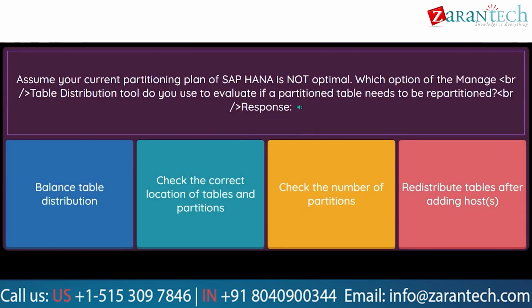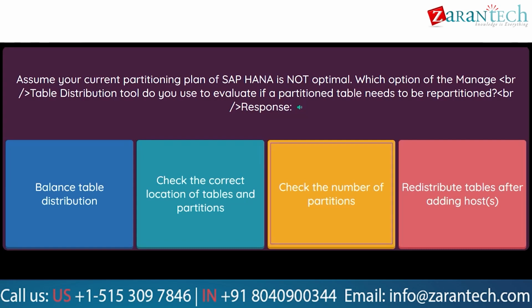Question: assume your current partitioning plan of SAP HANA is not optimal. Which option of the Manage table distribution tool do you use to evaluate if a partitioned table needs to be repartitioned? Response: Option 1, balance table distribution. Option 2, check the correct location of tables and partitions. Option 3, check the number of partitions. Option 4, redistribute tables after adding hosts.